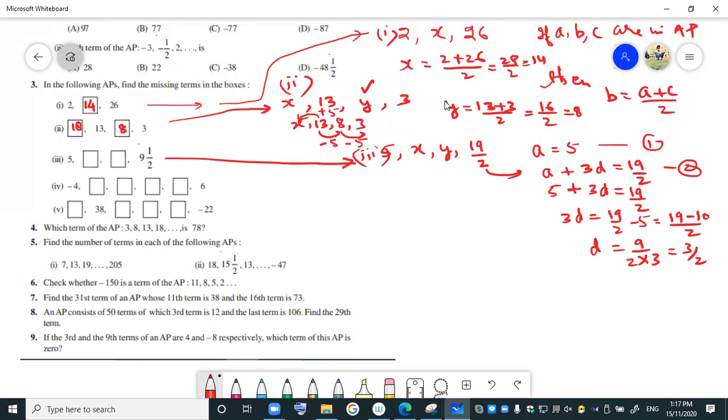Now 3 by 2 add. This is 5. So the next term will be 5 plus 3 by 2. 5 plus 3 by 2 means 10 plus 3, 13 by 2. And the next term will come by adding 13 by 2 plus 3 by 2. This is y. So we get 16 by 2, that is 8. So this will be 13 by 2 and this will be 8. Okay.